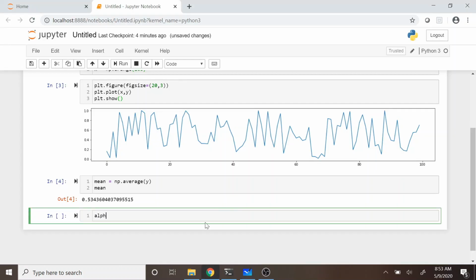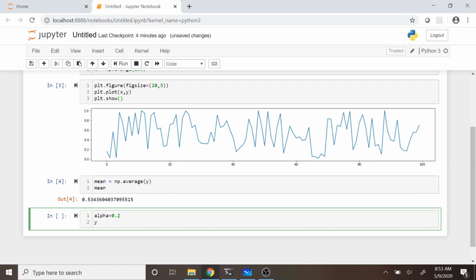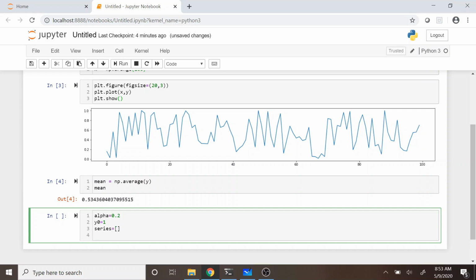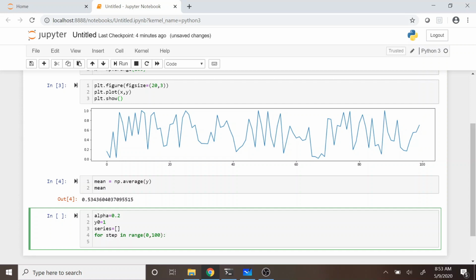So let's make alpha 0.2, and let's say we start with the previous value of y as 1, and here is my series, and I will have an array to store the series. Now let's compute for 100 values. So for step in range 0 to 100, I will do this 100 times.